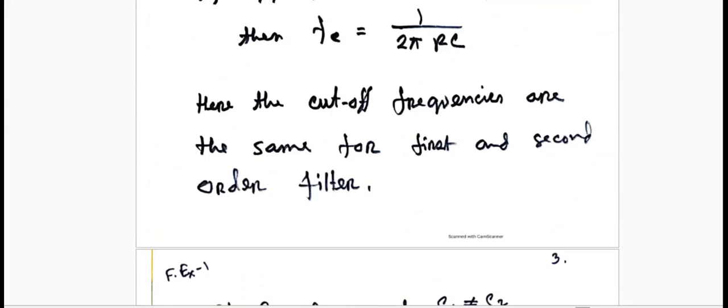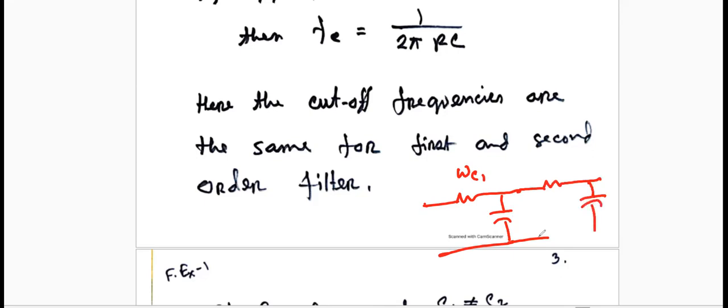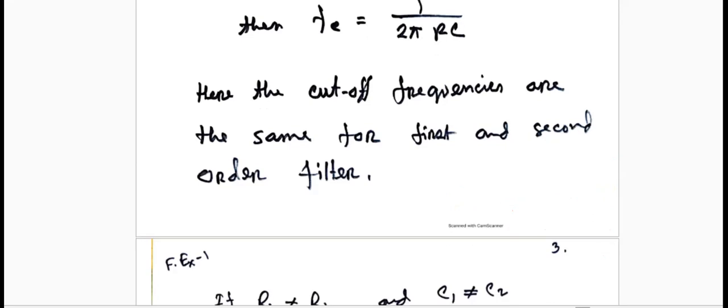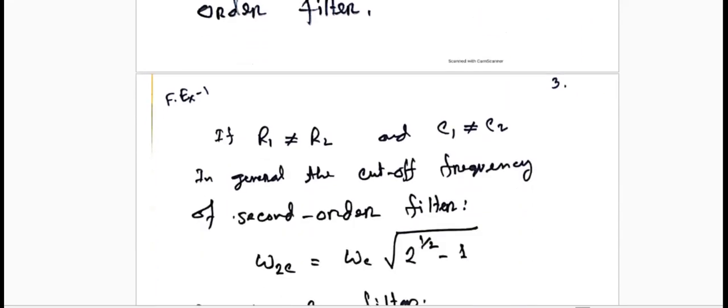So whenever we are designing a conventional RC filter, this is the first order filter. In this case, let's say this is cutoff frequency 1. Whenever we are putting in the second order filter, the combined cutoff frequency might change to cutoff frequency 2 if these values R1 and R2, C1 and C2 are different. But if we put R1 equal to R2 and C1 equal to C2, in that case the combined cutoff frequency will remain the same.